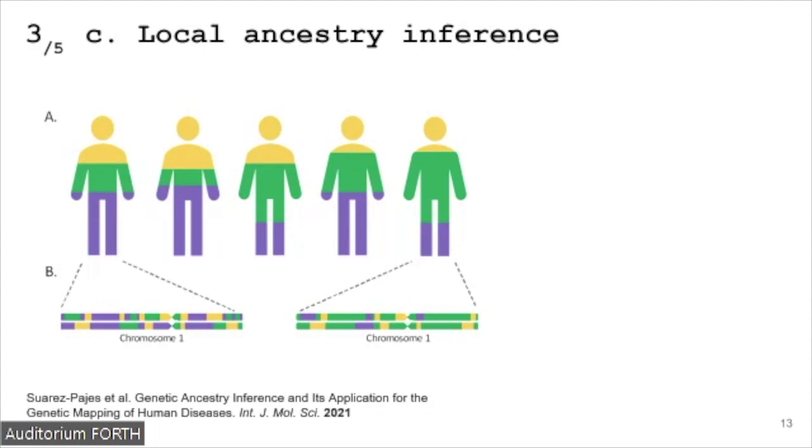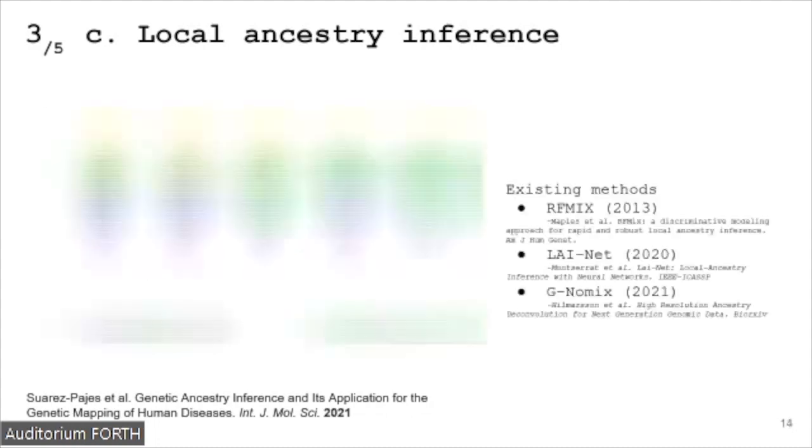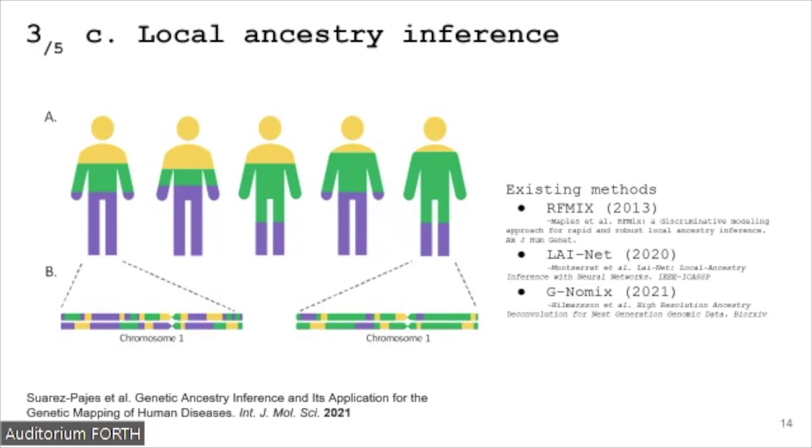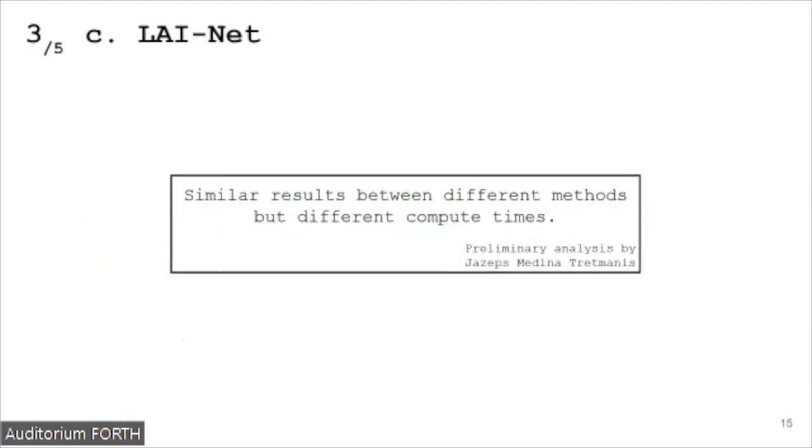So we can actually do some prediction. We can predict the ancestry of a particular region along the genome. And there exist multiple methods that do that. So there is RFMix, Linet, or Genomics, for example. And here we chose Linet because we saw that it gave similar performances as the others, but was faster.